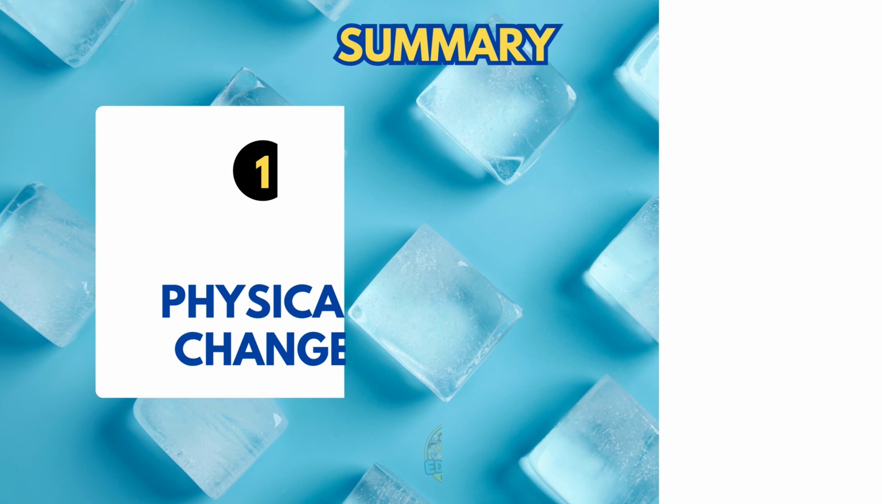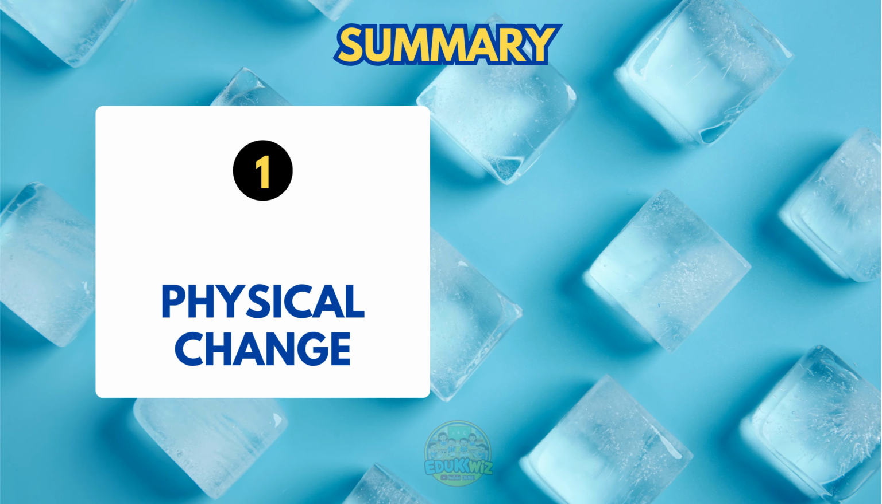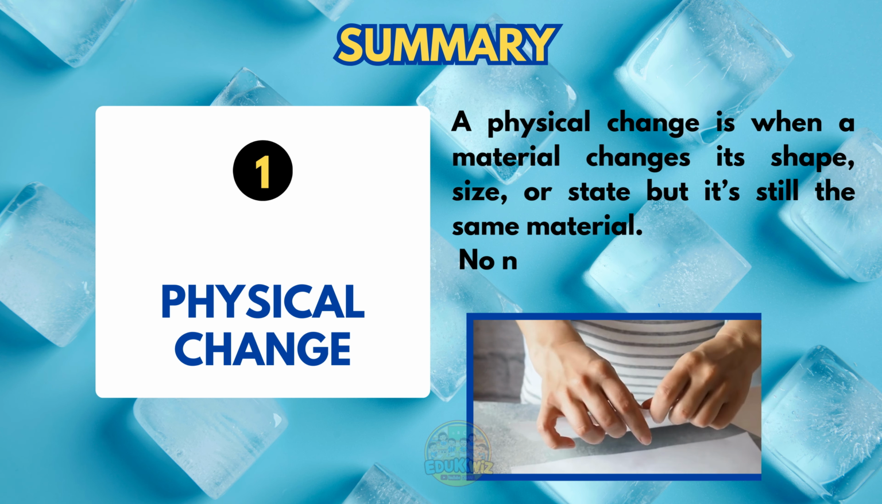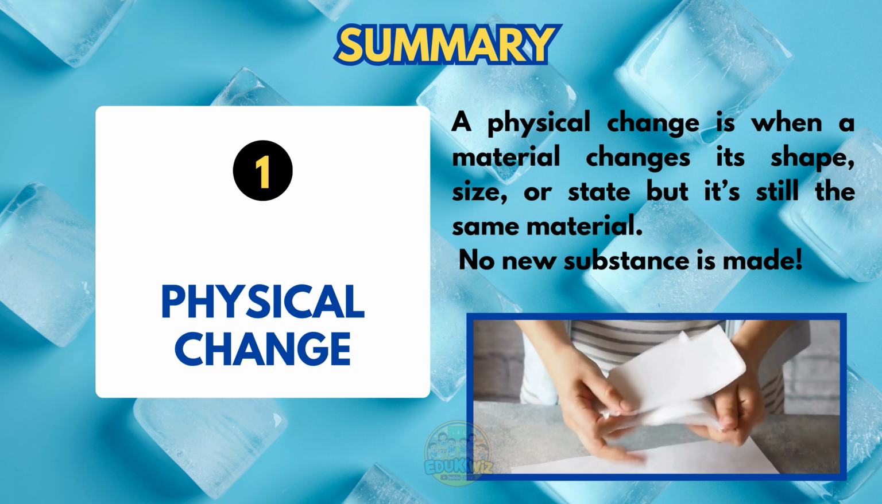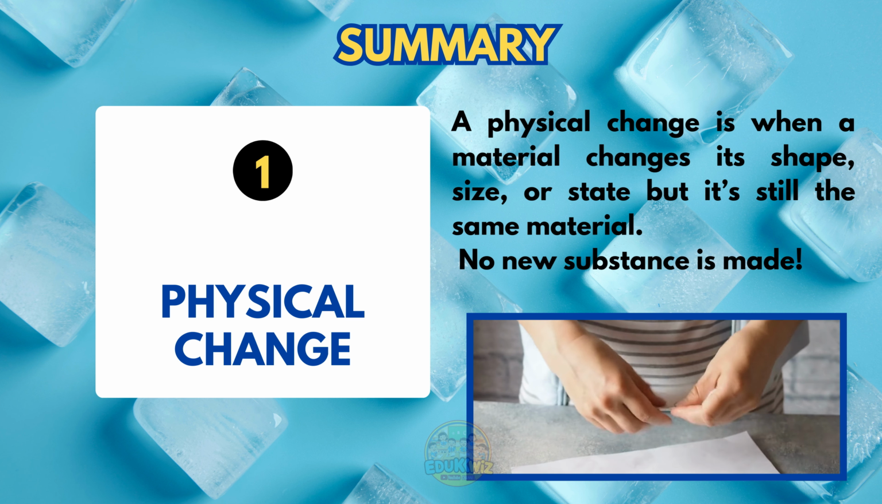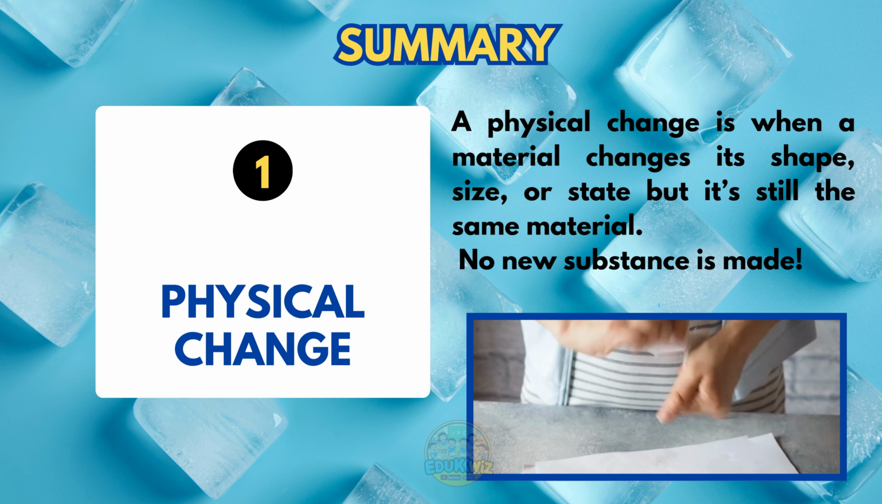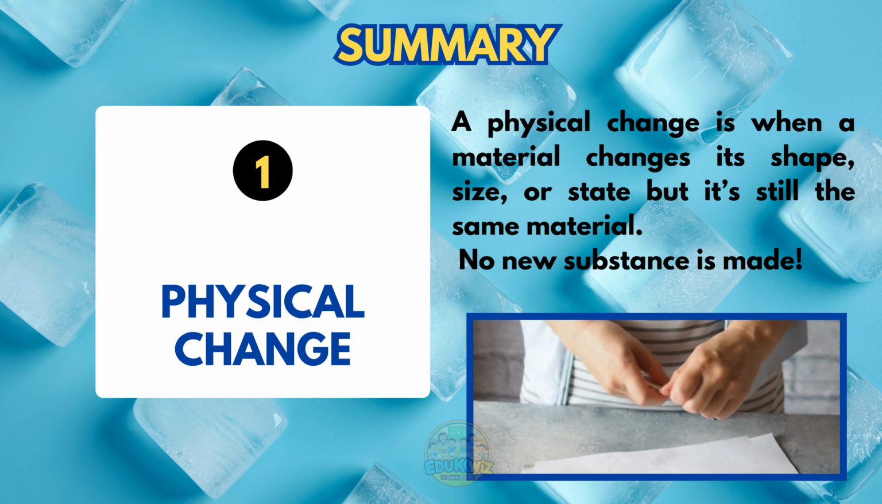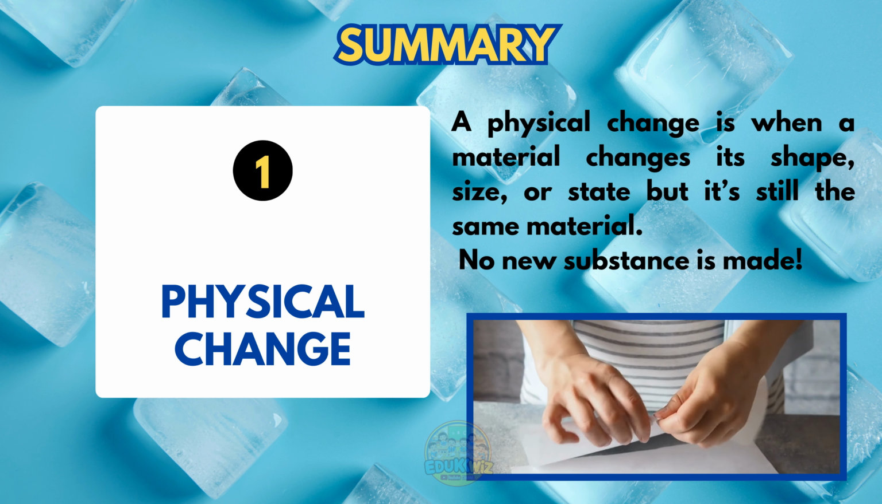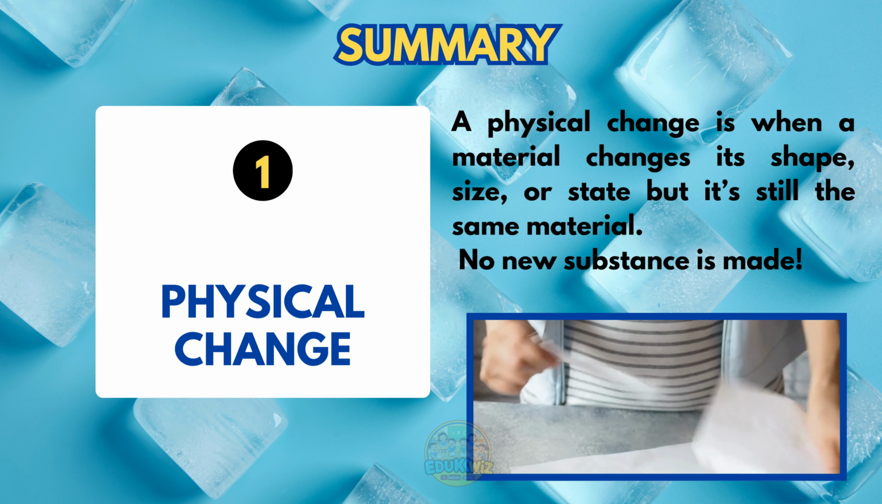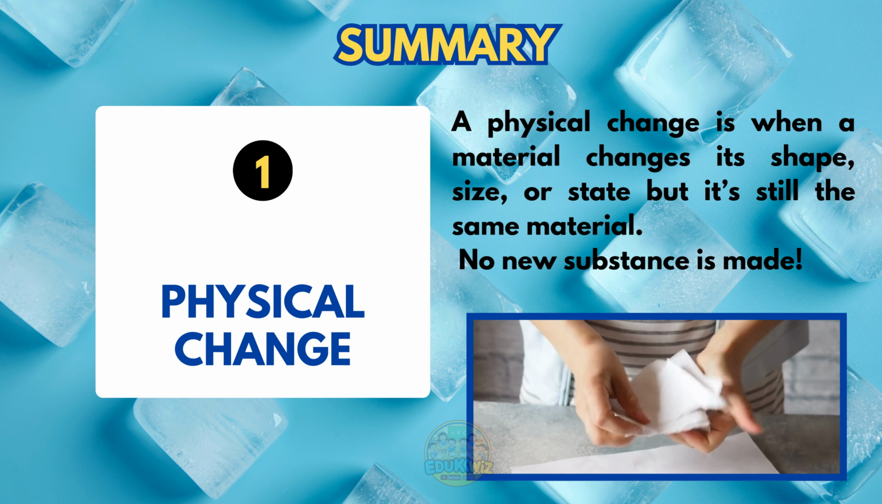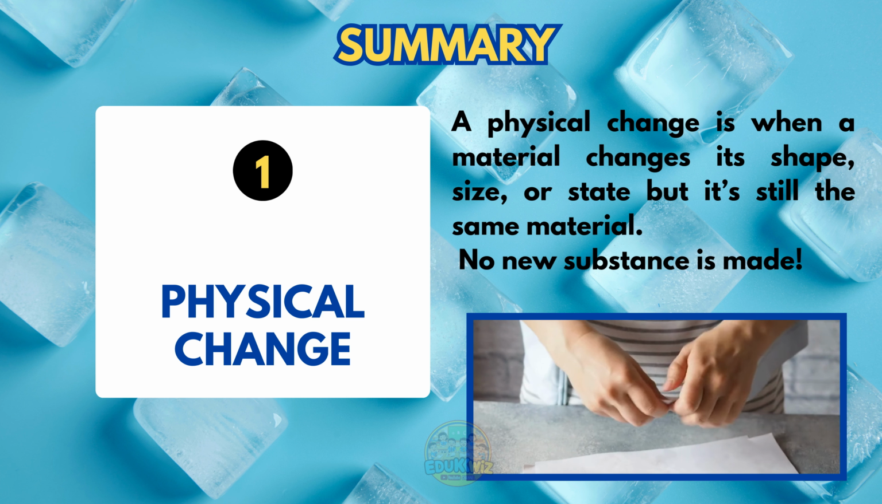Now for the summary. Physical change. What is it? A physical change is when a material changes its shape, size, or state but it's still the same material. No new substance is made. How does it happen? It can happen by adding or removing heat, pressure, or force. Kinds of physical changes. Melting, solid turns to liquid. Example: ice cream melting. Freezing, or solidification, liquid turns to solid. Example: water freezing into ice.